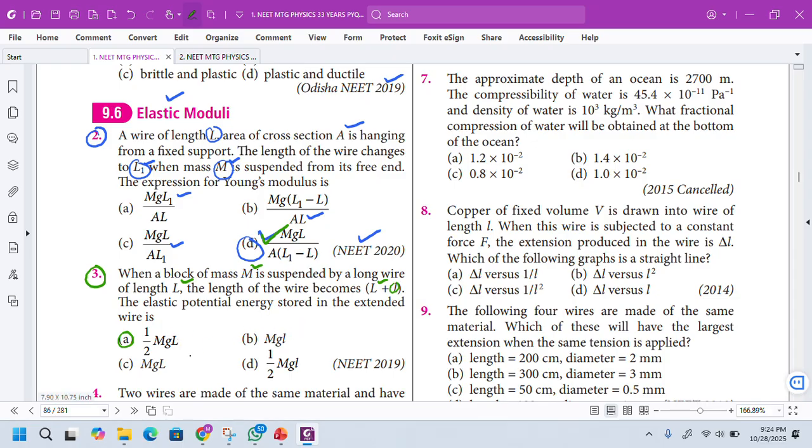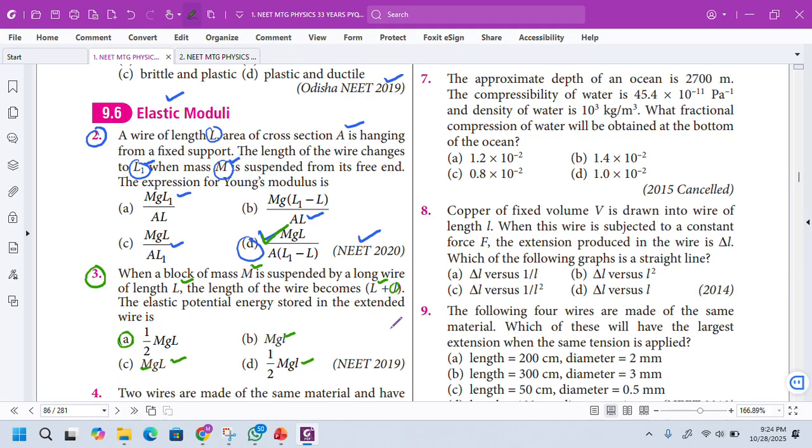A is 1 by 2 into capital MGL, answer B MGL, answer C MGL, here small l, here capital L. Then answer D is 1 by 2 MGL. So he has given 4 answers, and in these 4 answers we need to determine the correct answer.